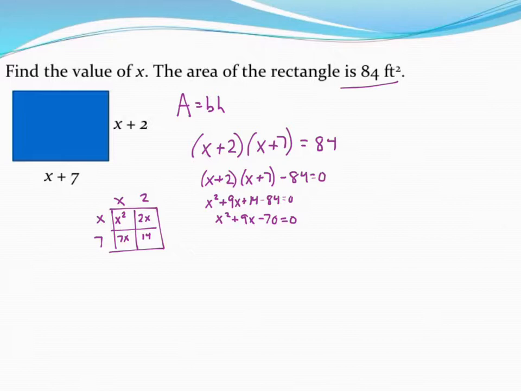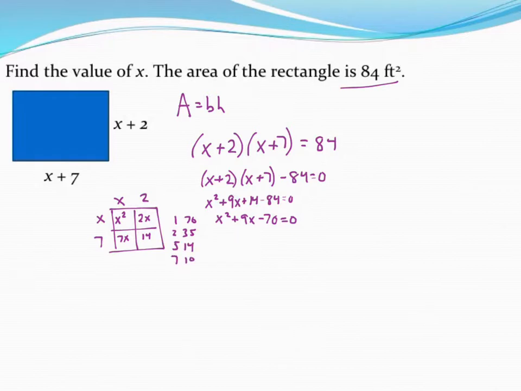And finally, I'm at the spot now where I can refactor this problem and then solve it. So it's a trinomial where the a value is 1, so I need two numbers that multiply to negative 70 and add up to positive 9. So make your list of factors if you need to. I've got 1 and 70, 2 and 35 should work. I've also got 5 and 14 that works, and then I've got 7 and 10 that works.